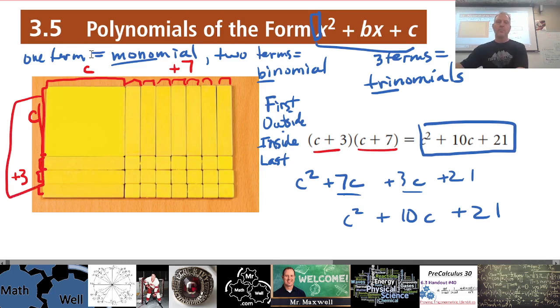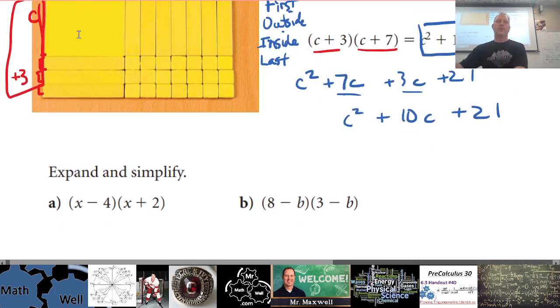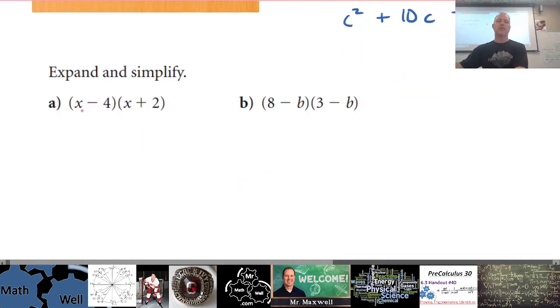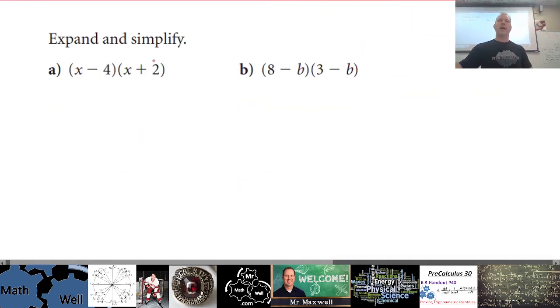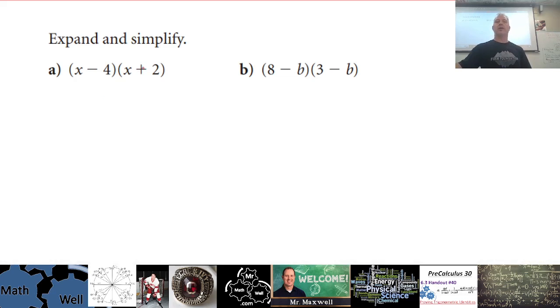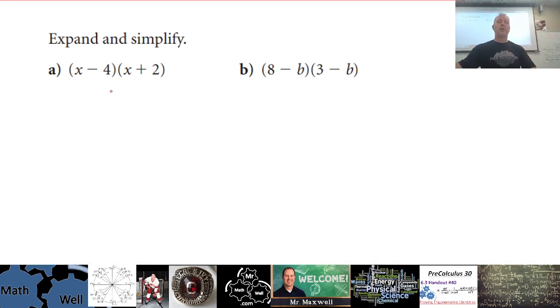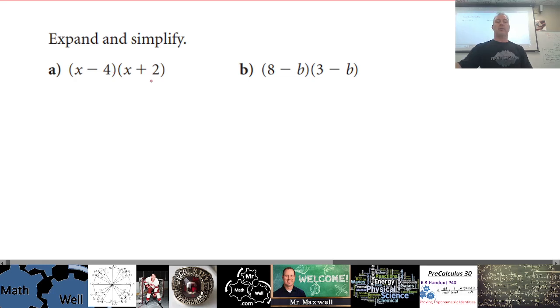Okay. So let's do this, but I'm gonna show you a couple examples. So write this first one down first, okay? A. We're gonna expand and simplify, and I'm going to use a similar method to algebra tiles to show you how you could visualize this. Okay? So you're not gonna have to do this for every one, but I want to show you how you could visualize this. Okay? So x minus 4 times x plus 2.